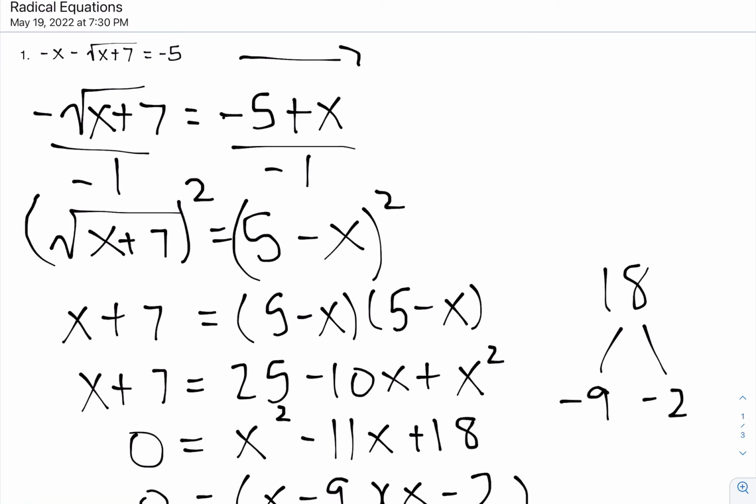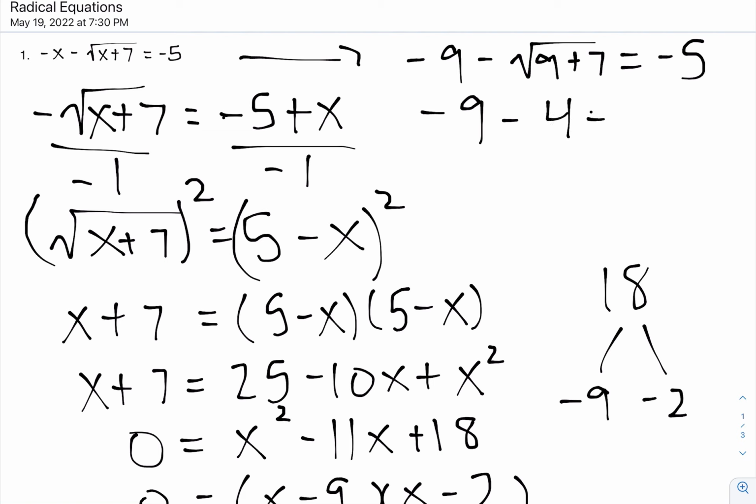Now let's do x equals 9, right? That was our other solution. So negative 9, if x was 9, minus the square root of 9 plus 7 equals negative 5. Okay, well that means negative 9 minus the square root of 16, and the square root of 16 is 4, so negative 9 minus 4 equals negative 5. So negative 13 equals negative 5. Okay, so it does not equal negative 5, right?